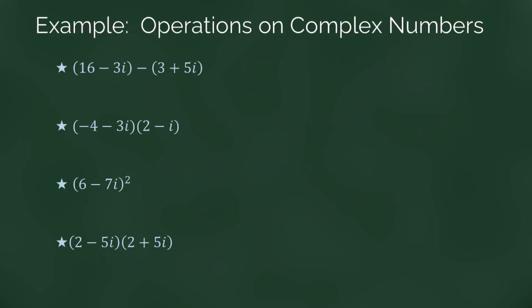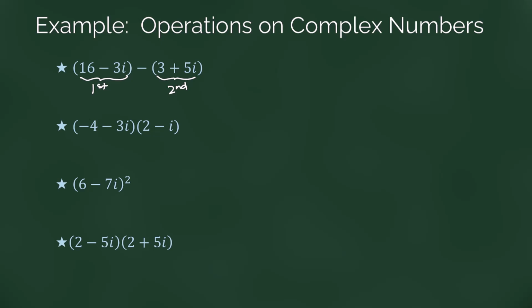Along with simplifying complex numbers, we can also combine them using the typical operations we use for real numbers: addition, subtraction, multiplication, and division. Here we're going to remember that we treat the real parts and the imaginary parts as like terms. So in this first problem, 16 minus 3i is our first complex number, and 3 plus 5i is our second complex number. Each of those has a real and imaginary part. We're going to combine the real parts and combine the imaginary parts.